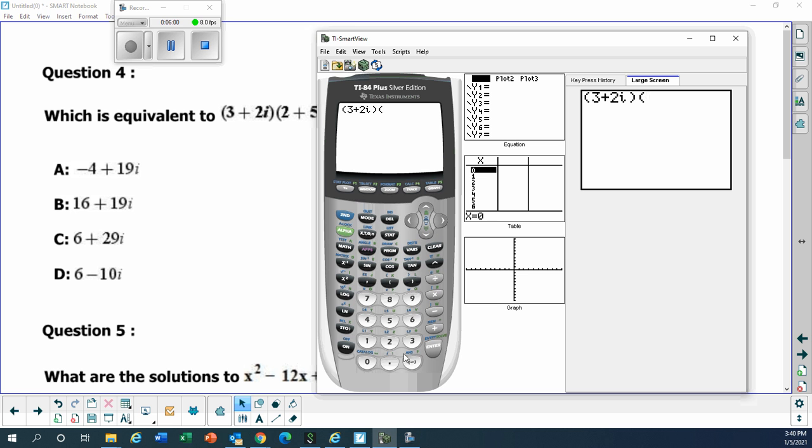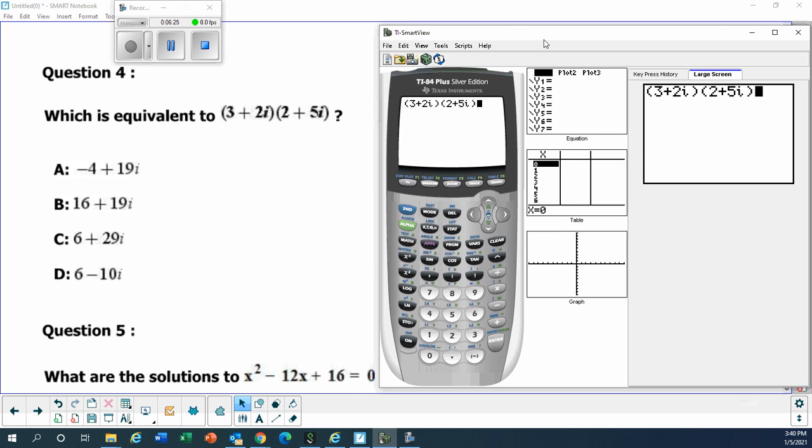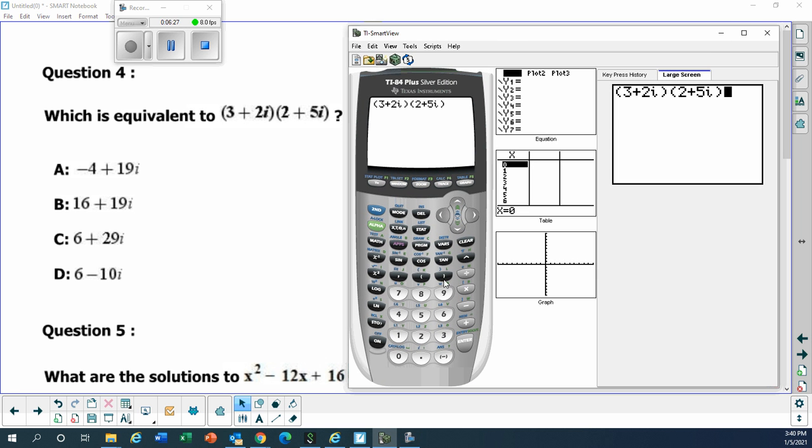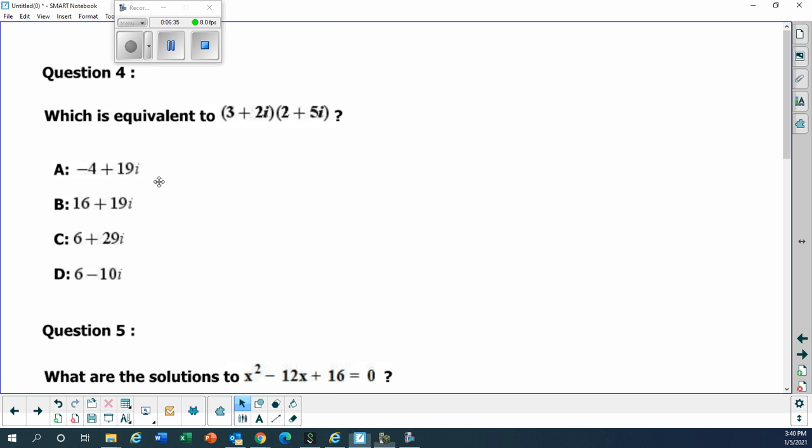Parentheses, open parentheses, 2 plus... not 22. Sorry. 3 plus 2I, close parentheses, open parentheses, will be 2 plus 5I, I believe. That's what I have, right? Yeah, that's what I have. So I just press enter. It'll give me the answer. The answer is negative 4 plus 19I. So that's going to be the answer, right?